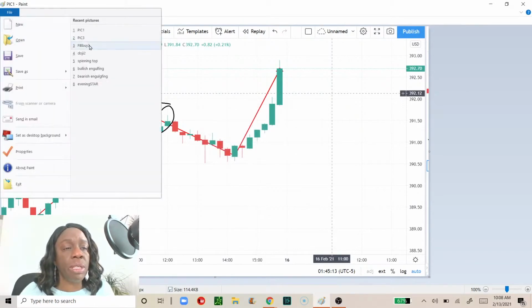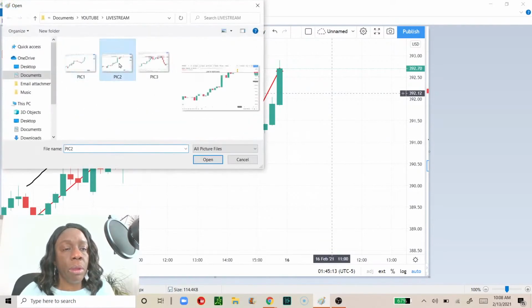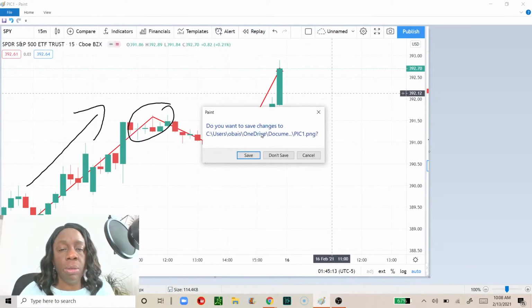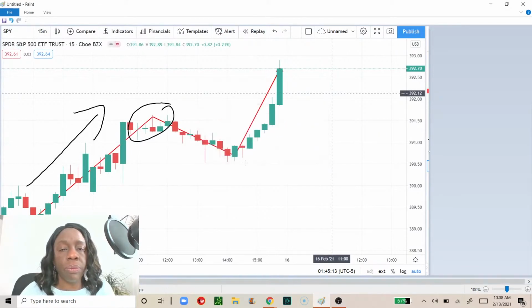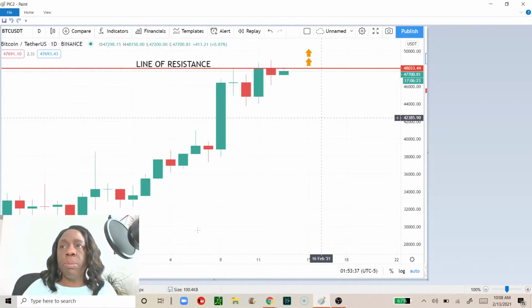So let me move to another chart. What did I do with that? There. Do you want to save changes? Yeah. So if we move into this second frame, this is Bitcoin and Tether. This was last night, so Friday evening, and this is the chart on a daily.